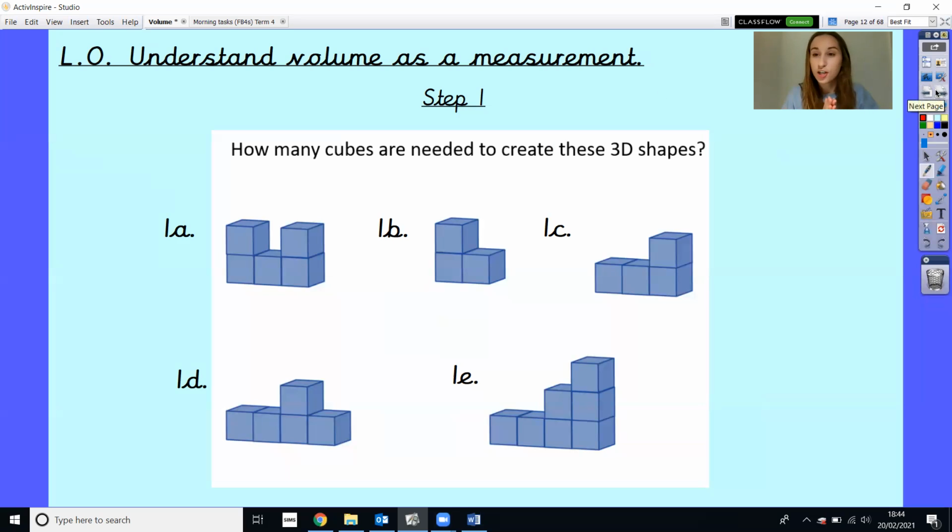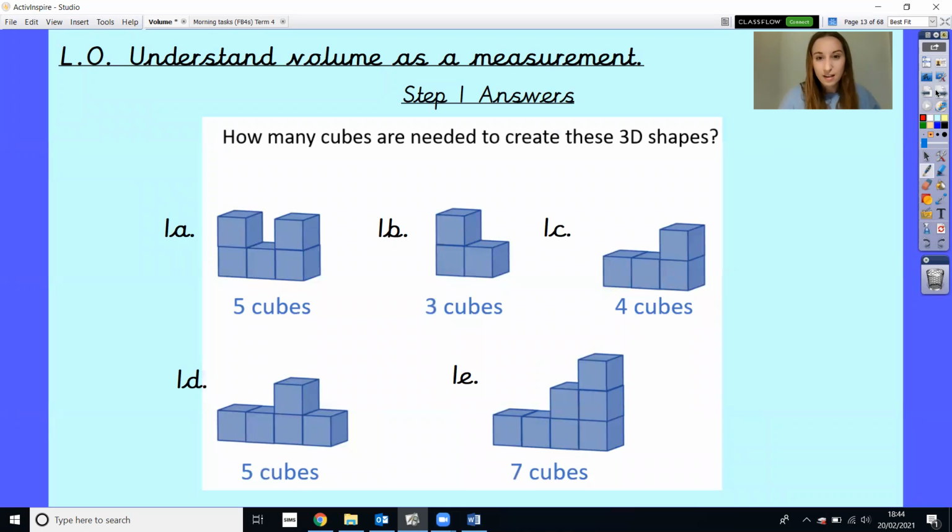So we'll check our answers for these, really straightforward. We're looking at the volume of these 3D shapes that we can see pictures of on the board. We're thinking how many cubes have been used to make each one, and we're going to say that's the volume of that shape. So 1A was made of 5 cubes, 1B was made of 3 cubes, 1C was made of 4 cubes, 1D was made of 5 cubes, and 1E was made of 7 cubes. Well done, I hope you're feeling confident with your step 1 of just counting the cubes to say what the volume of the shapes are.